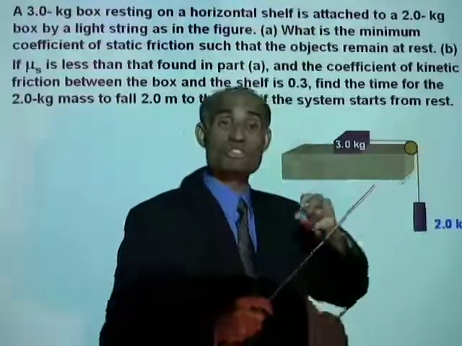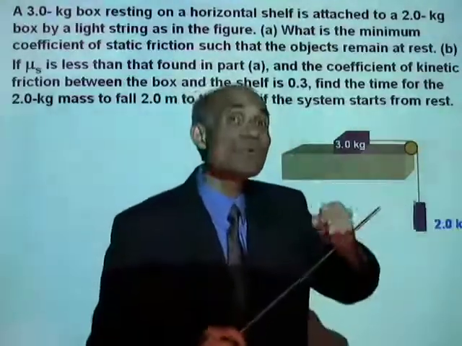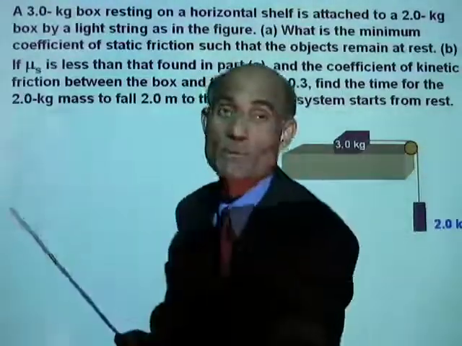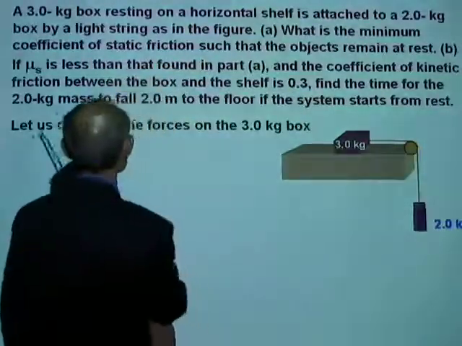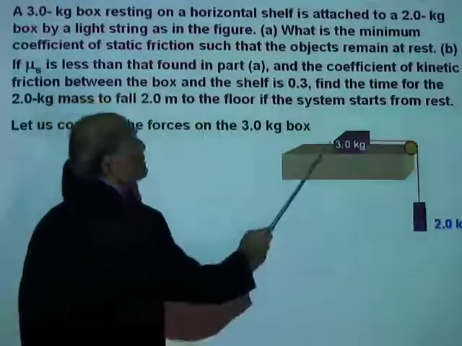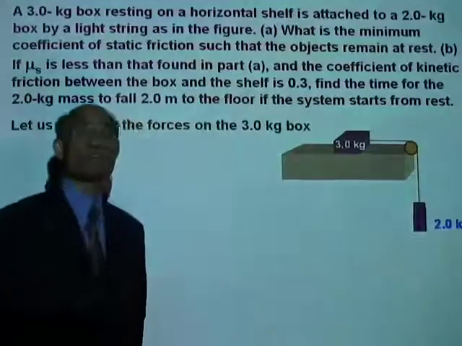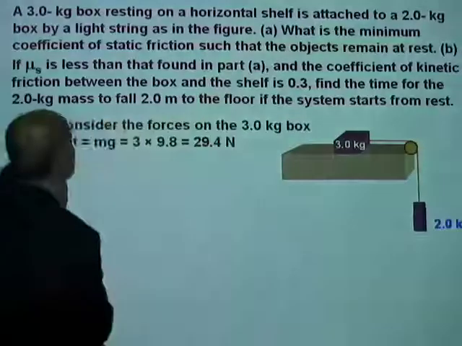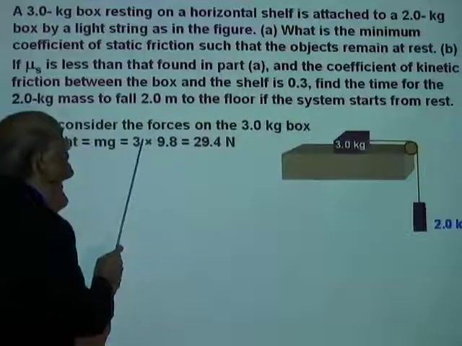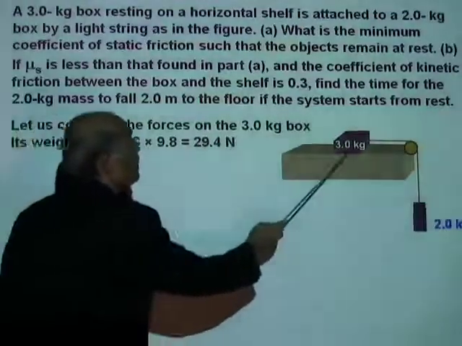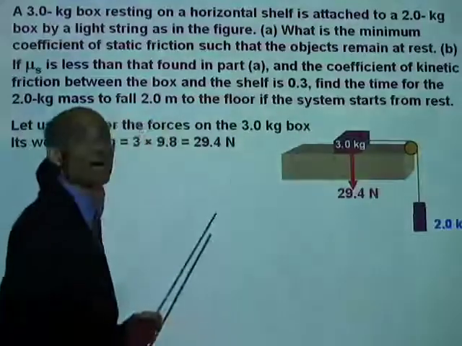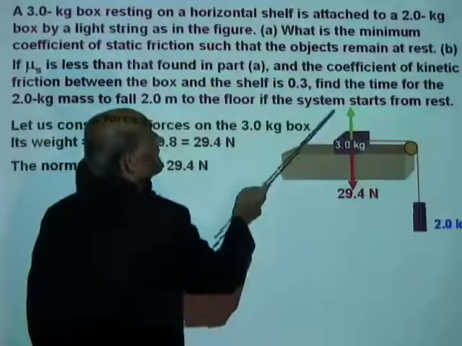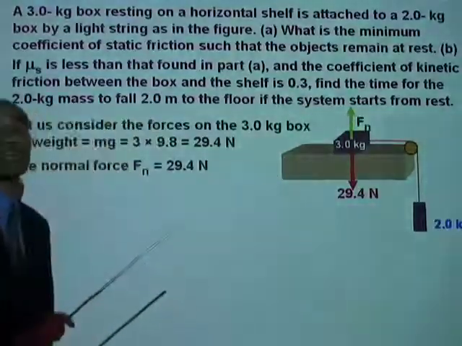Fs. Force of static friction will be mu s Fn. Is that right? Alright, let's write that down. Well, let's consider the forces on the 3 kilogram box. What are the forces on the 3 kilogram box? Now, the weight of the box, mg equal to 29.4, will be acting vertically down. And the normal force Fn will be acting vertically up.